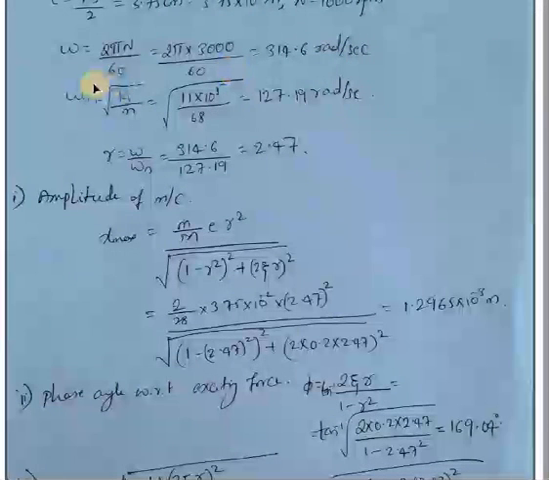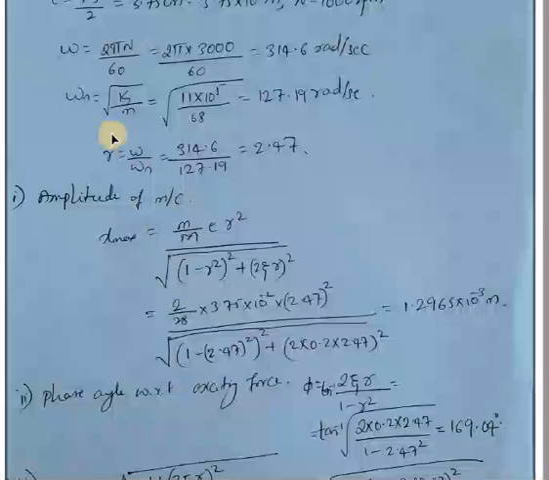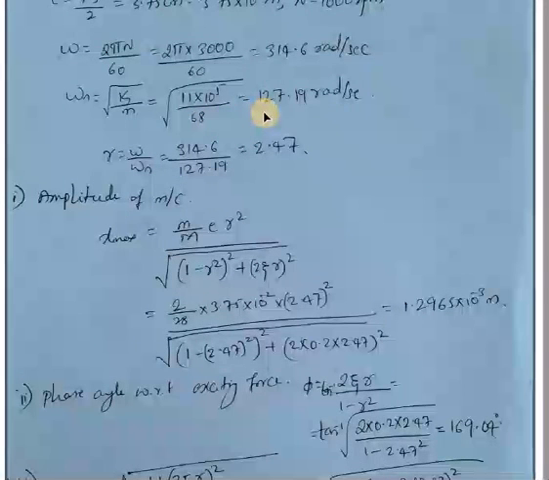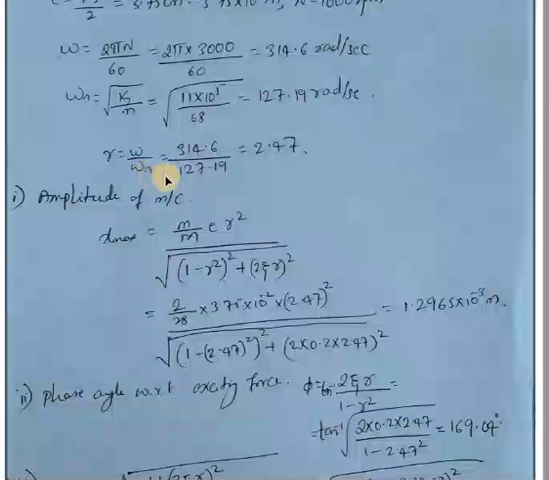Now we know how to calculate omega n. Omega n equal to root of k by M. So k is 11.11 into 10 raised to 5 Newton per meter and M is 68, from which you will get omega n as 127.19 radian per second. From that you can calculate the frequency ratio, that is R as omega by omega n. You substitute those two values, you will get R as 2.47.